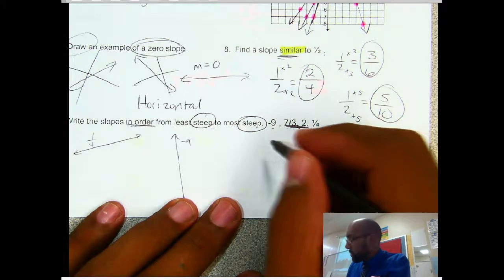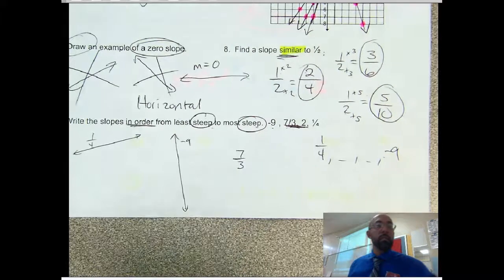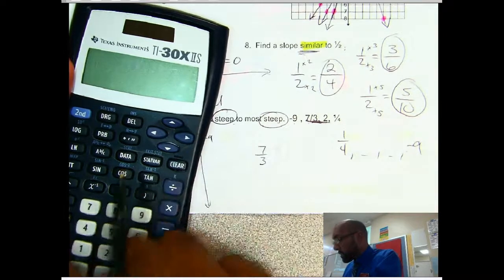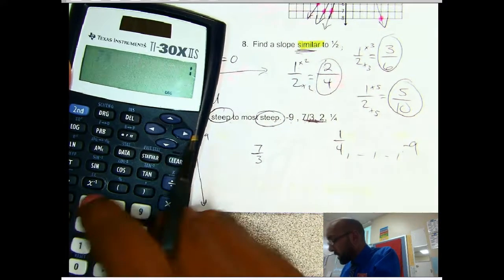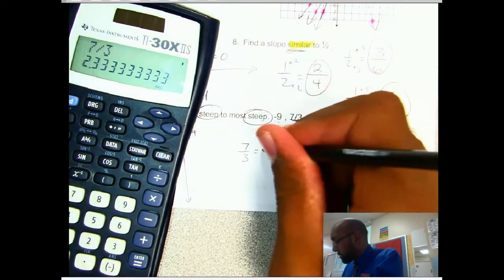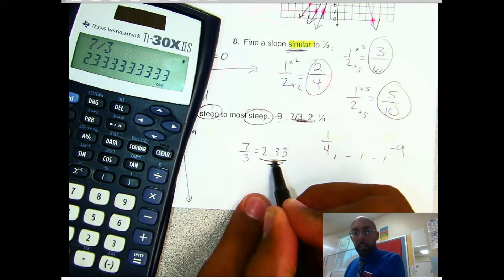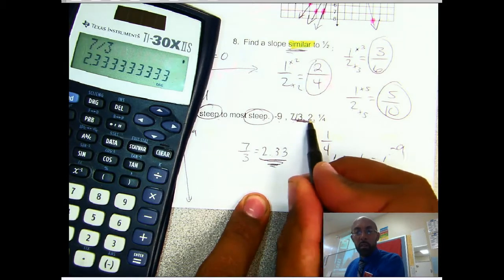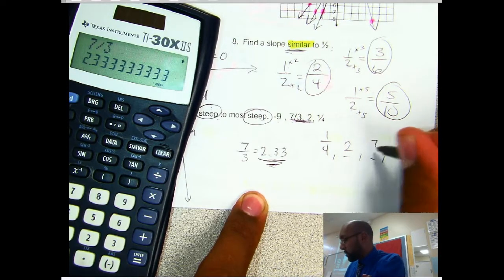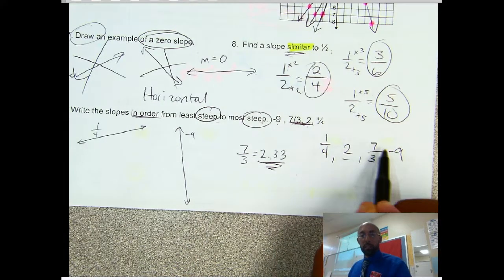So what we'll do is on the calculator, first figure out what 7 divided by 3 is. 7 divided by 3 is about 2.33. So what is bigger? Is 2.33 bigger or is 2 bigger? 2.33. So the next one would be 2, and then the next one would be 7 over 3, because that number is bigger than 2. We go from the smallest to the biggest number.